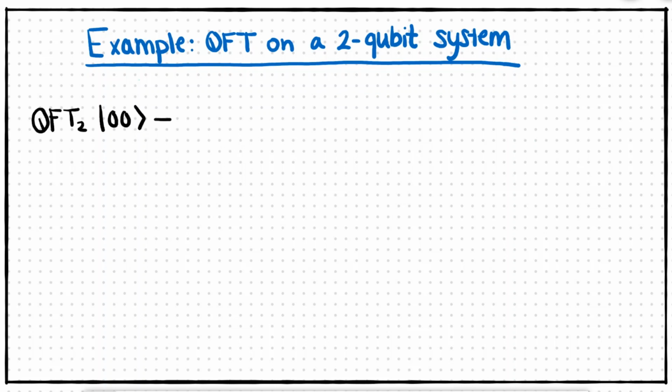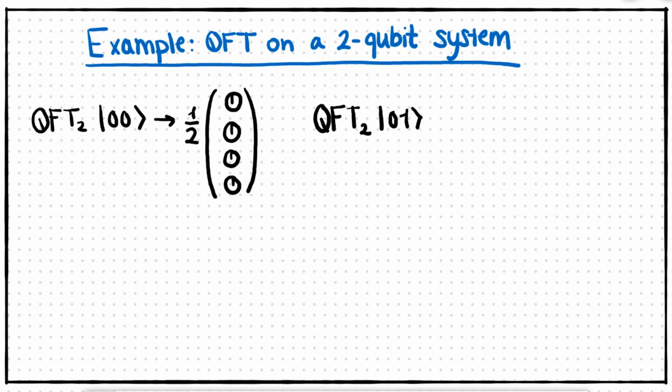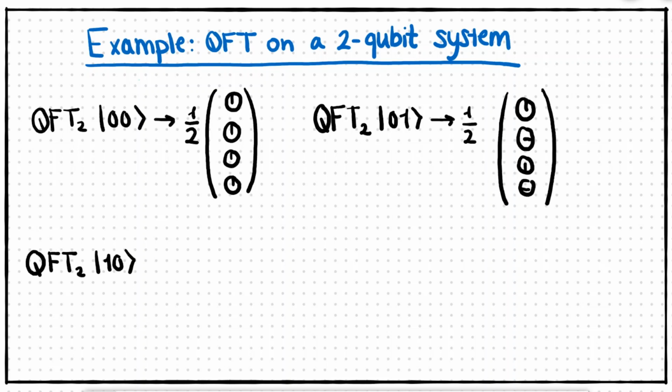We will now apply the QFT to all of the states in our 2-qubit system. We get the following results, which together represent the quantum Fourier transform.